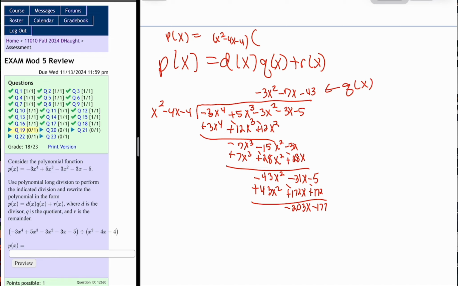So that goes right here. That's negative 3x squared minus 7x minus 43. And then add on your remainder, negative 203x minus 177.